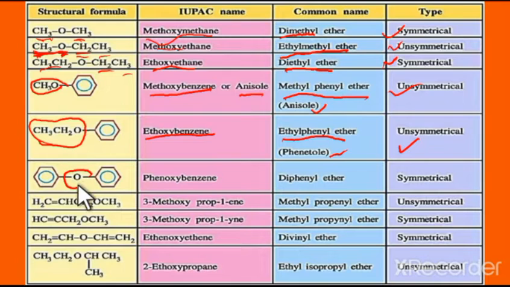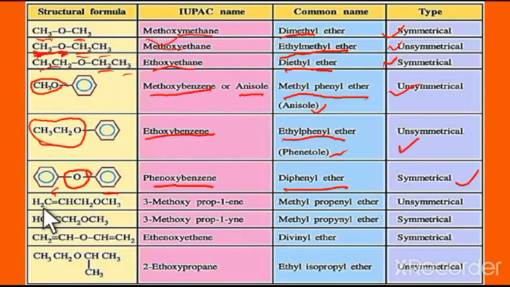Now the next one, with respect to the oxygen, both sides have the phenyl group. That is known as phenoxybenzene, the IUPAC name, and the common name is diphenyl ether. So it is a symmetrical ether.